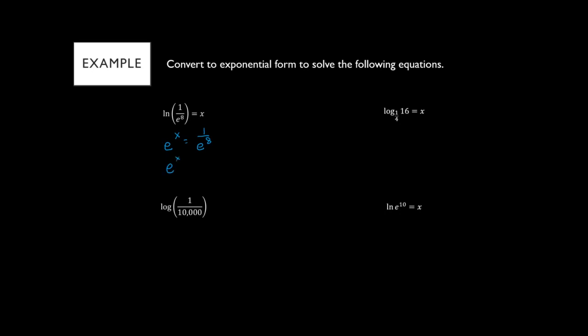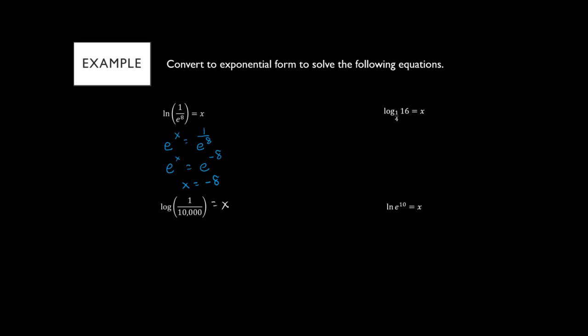So if I rewrite 1 over e to the 8, that becomes e to the negative 8, because that reciprocal gives me a negative exponent. And so my answer here is x equals negative 8. And it looks like I forgot to actually write my equal sign here. But that's okay. I can just write it in. I forgot to type that in.